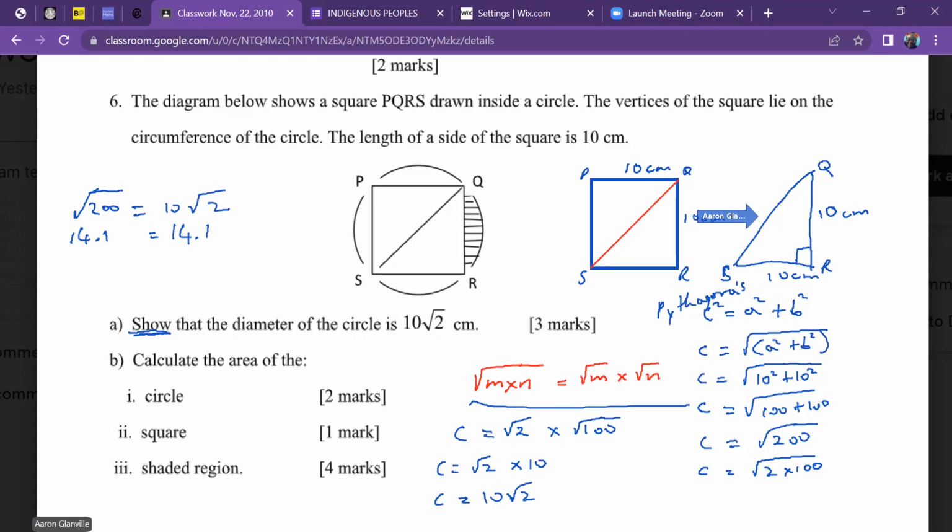Sir, why not put it to 2 decimal places? 14.14. You can put it to 2 decimal places. I would round it off at 3 decimal places. That's my personal preference. But if you can show them that you know this rule here in red, it will work wonders for you.